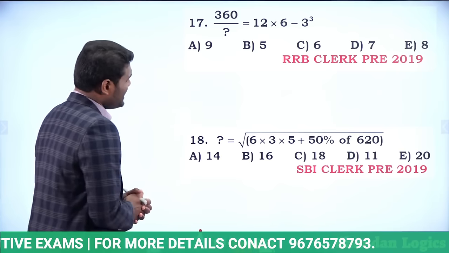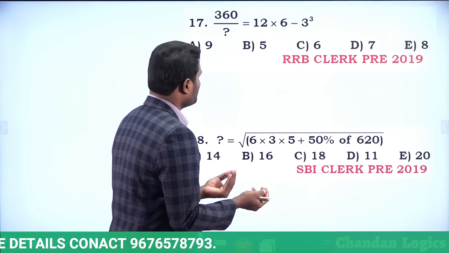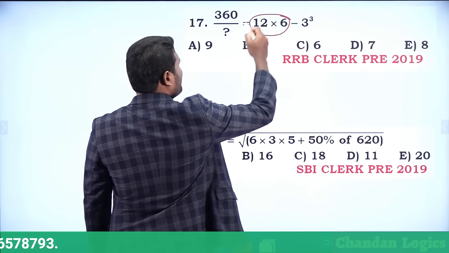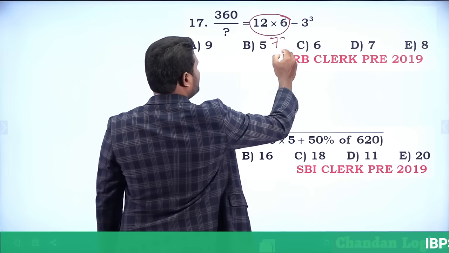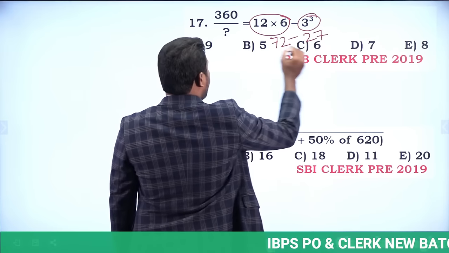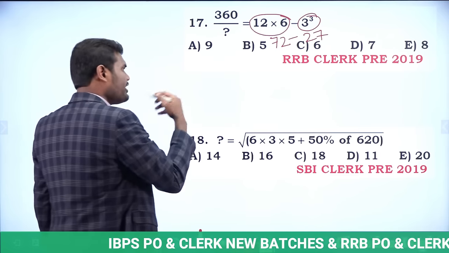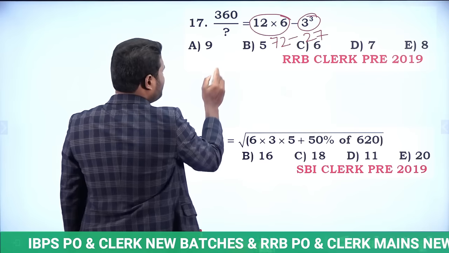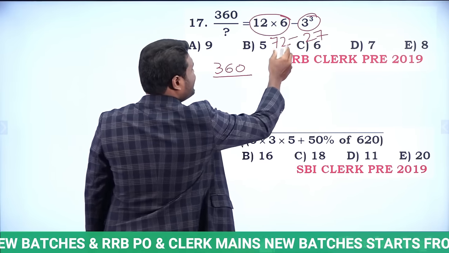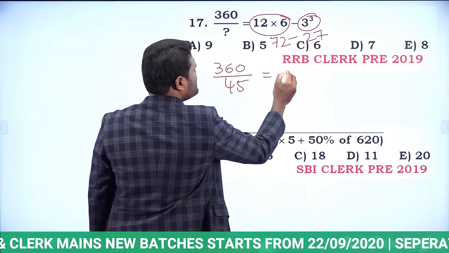360 by question mark equal to 12 into 6 minus 3 cube. Now we are supposed to find what this question mark is. Simply if you observe here, 12 into 6 is nothing but 72, minus 3 cube is nothing but 27. Don't try to do calculation, or you can do calculation, it's up to you. Now if you simplify, this will be 360 by, now 72 minus 27 is nothing but 45.